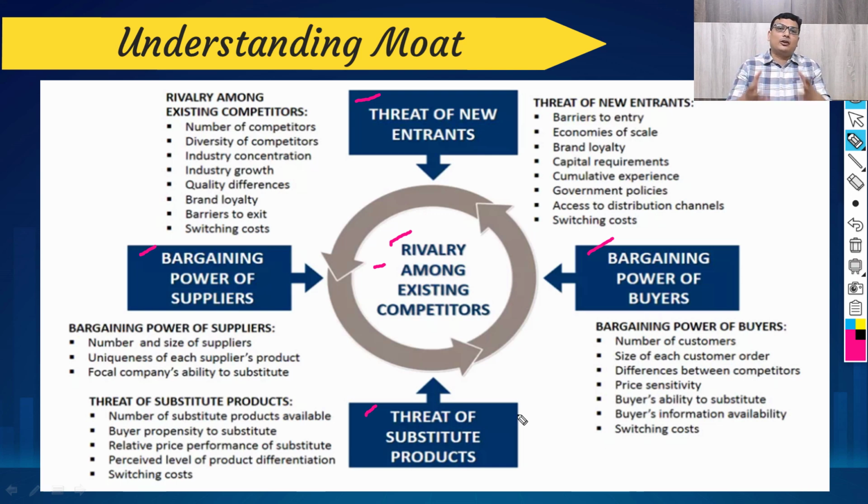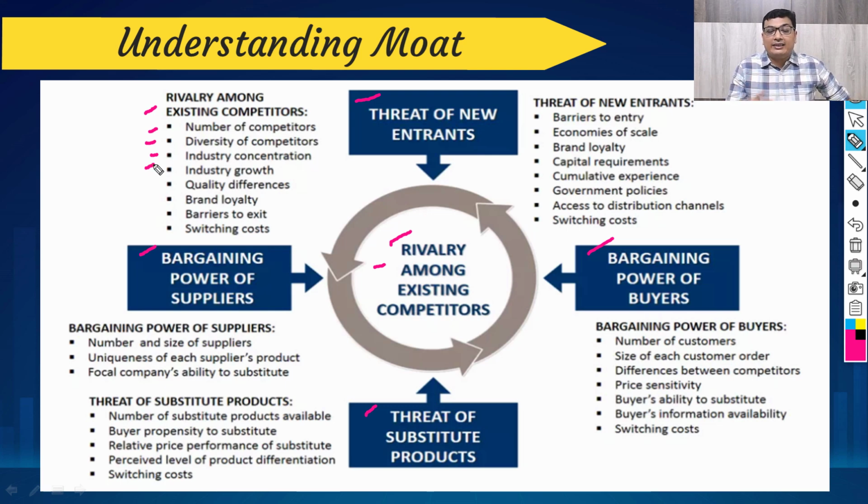So suppose someone comes and tells you, "Please buy ITC." Before buying ITC, you have to understand the competition. You have to compare with the competition to understand whether the strength of ITC is better or not. Now, talking about rivalry among the existing competitors: the number of competitors, diversity of the competitors, industry concentration, whether it is a few companies only or there are many companies, industry growth.